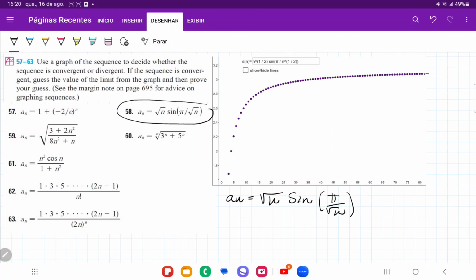So it does appear to be convergent, right, to something about here, and this point here appears to be greater than 3, right? So maybe somewhere here. It does appear to converge. So we're going to guess that a_n is convergent, and the limit, so we see here that it appears to converge to a number above 3, right?